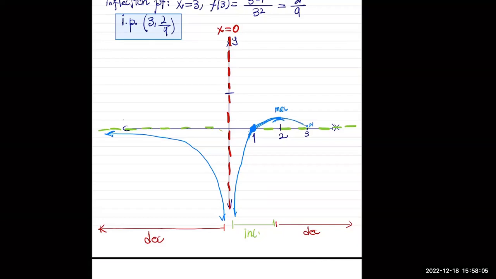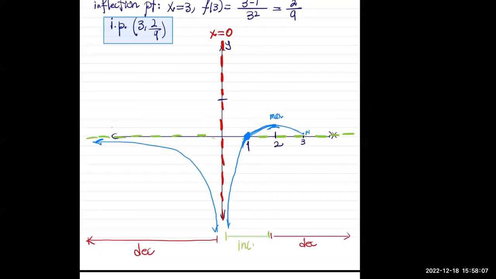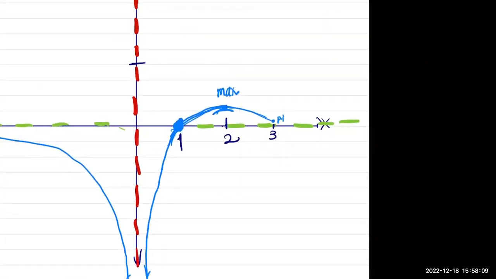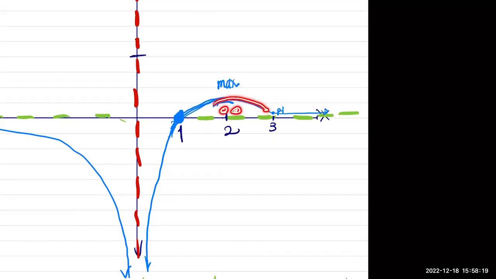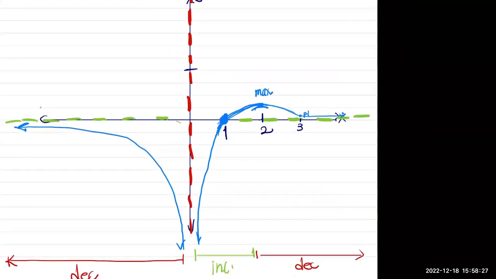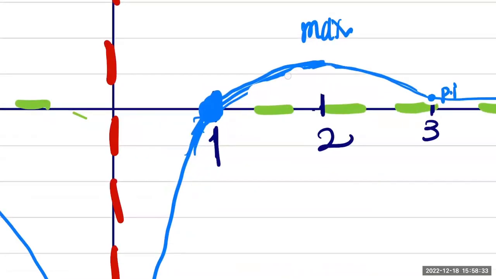It's going to be decreasing forever, but after 3, it's going to go concave up. Okay. So again, concave down, sad face. Right there, it becomes happy as it's decreasing forever. Okay. Let me just fix that.